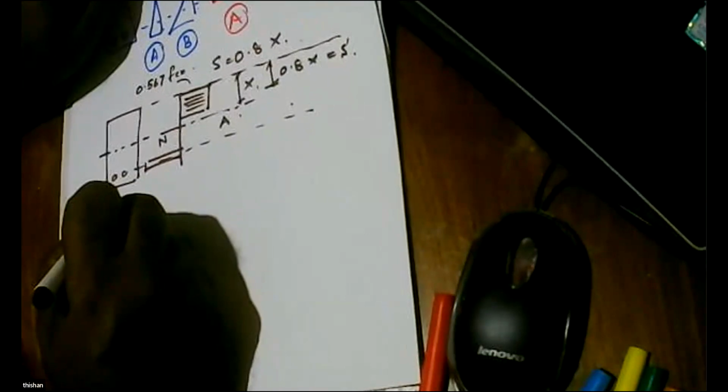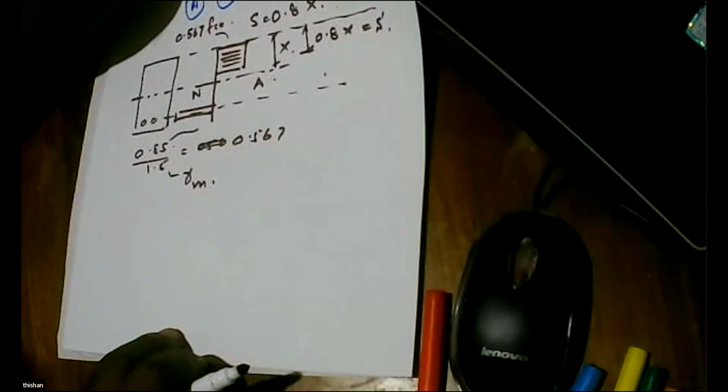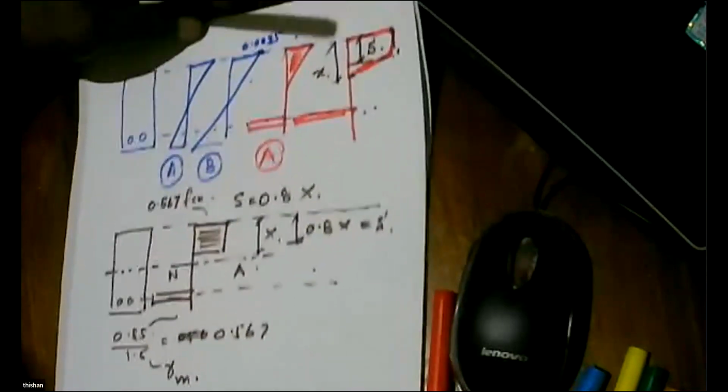And when this happens, this stress is 0.567 fck. And how do you get 0.567? It is 0.85 divided by 1.5, which is 0.567. And why do you get 0.85? We are relating the compressive strength to flexural strength. What is this 1.5? It's gamma. Is that clear? Yes, sir. That is clear. Very clear.